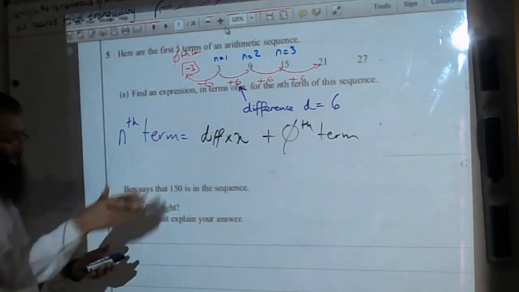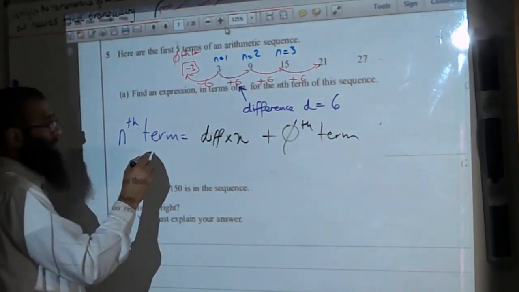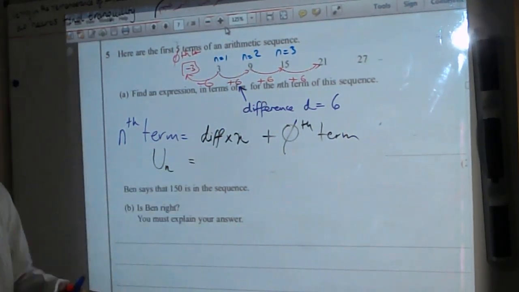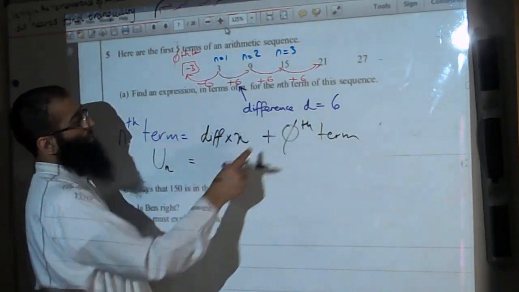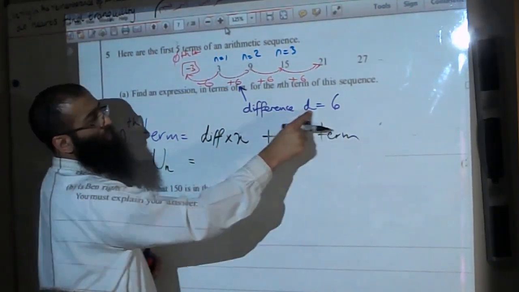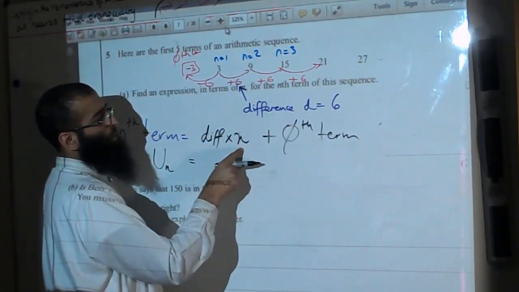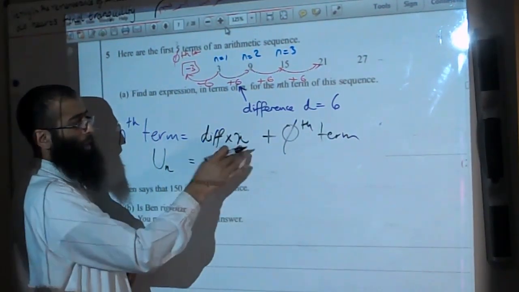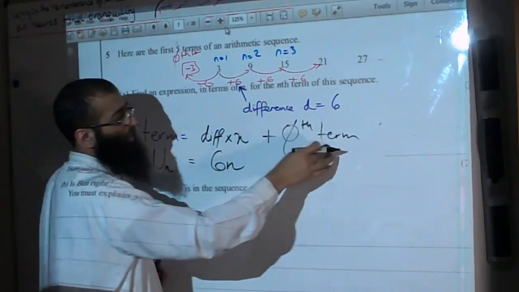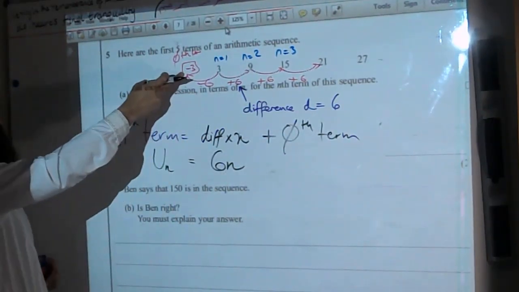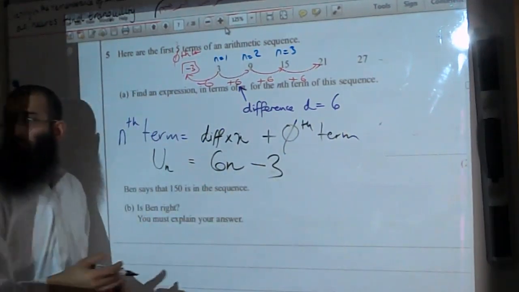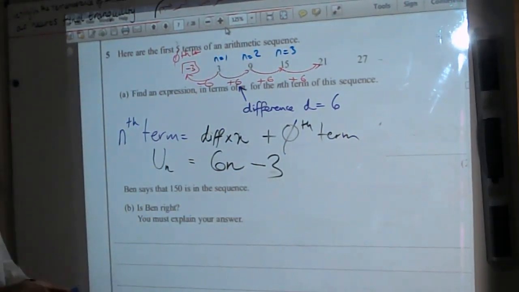Now, the nth term mathematically looks like this. The difference, we're going to call it d. So what is the difference at the moment? The difference has a value of 6, and we have to multiply by n, so that gives you 6n. 6 times n is 6n. Plus the 0th term. What is the 0th term? Minus 3. When you add minus 3, it's the same as just saying minus 3. And we've finished that question.